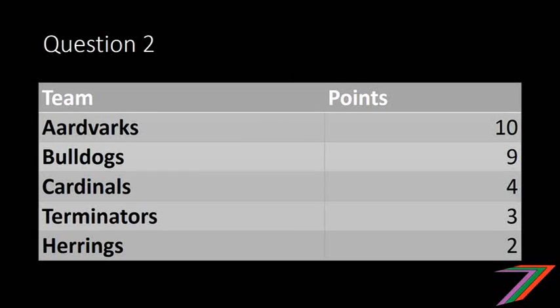Okay, now on to question 2. Very, very similar again, also with 5 teams. These 5 teams are the Aardvarks, the Bulldogs, the Cardinals, the Terminators, and the Herrings. So the Aardvarks have 10 points, the Bulldogs 9, Cardinals 4, Terminators 3, and Herrings 2. Again, same as before. You'd probably like to pause the video here just to think about how these teams did when they played each other. And then when you're done, carry on playing, and then we'll go to the answer of the first question.